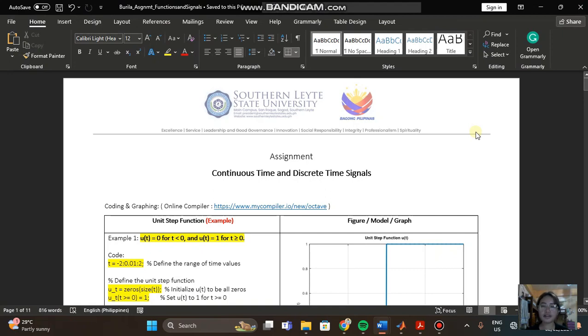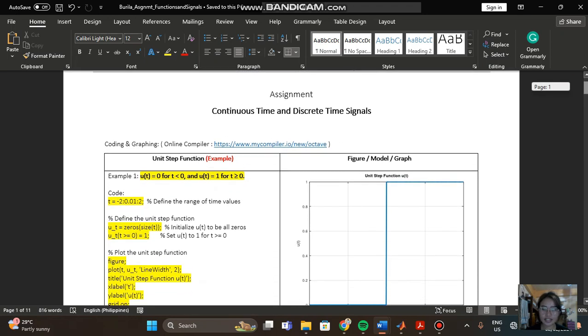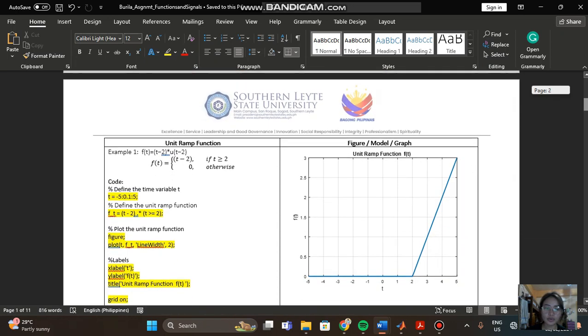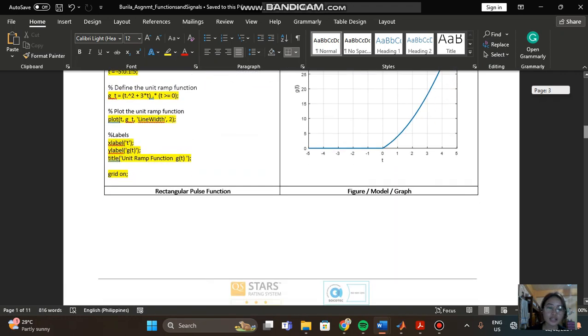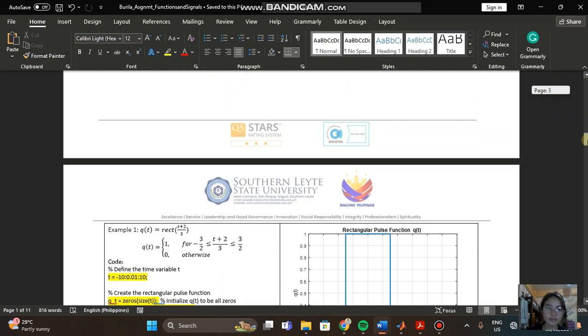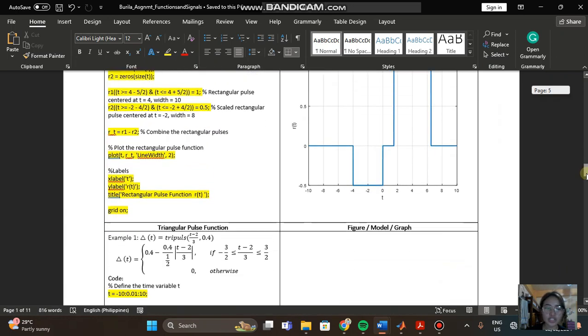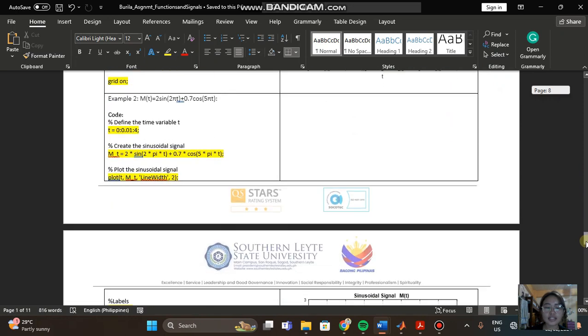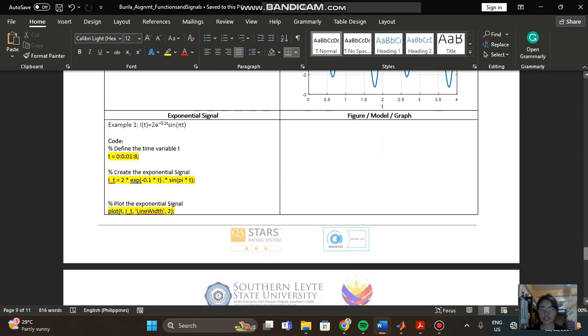So good day everyone. Now I'm going to pick a kind of signal, from continuous time and discrete time signal, to explain. We were given a task to code and plot different signals. We have here the unit ramp function, and we also have the rectangular pulse function, triangular pulse function, sinusoidal signal, and lastly the exponential signal. So now I'm going to discuss the exponential signal.